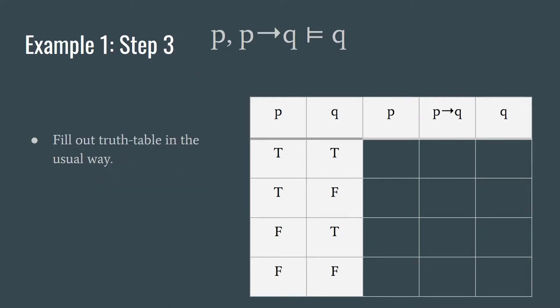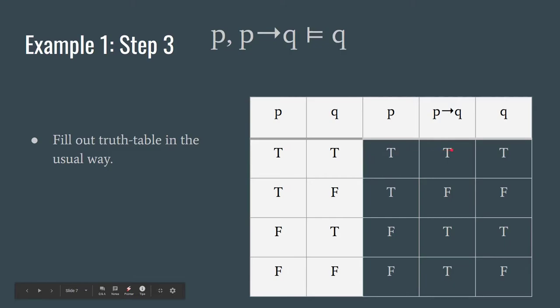Now we simply fill out the truth table in the usual way. Here we just repeat the values for P. We're just doing that for our own convenience. In this case, we need to apply the truth table for the conditional. The conditional is only false when it takes us from true to false. And here we just repeat the values for Q on this rightmost column.